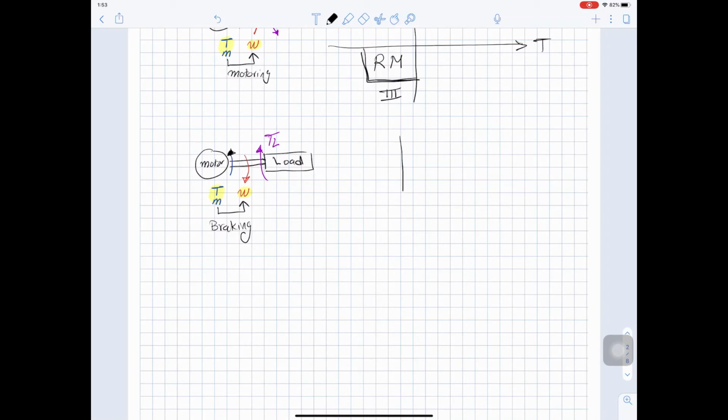So if we sketch the torque-speed characteristics, the speed is still positive but the torque is negative. Here we reverse the torque, so the torque is negative and the speed is still positive. So what we are doing here is forward, because the speed is still positive, but we are doing braking. So we are doing forward braking. This forward braking can be regenerative, or it can be just braking.